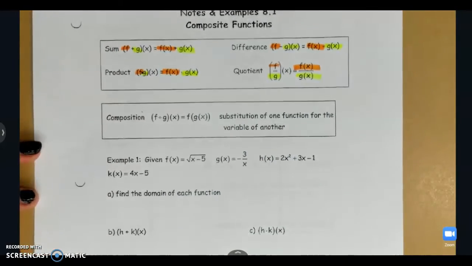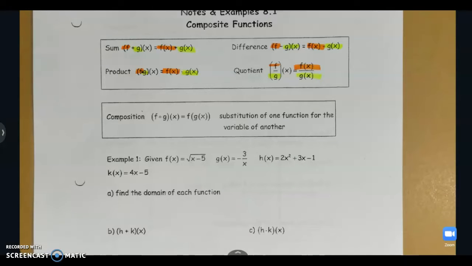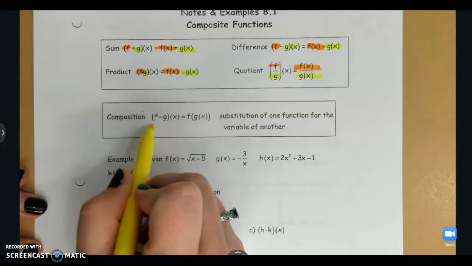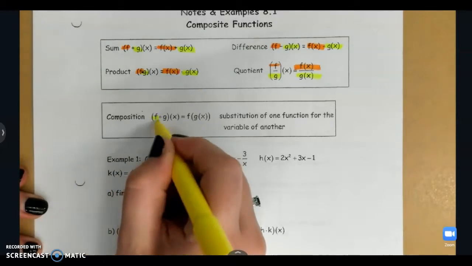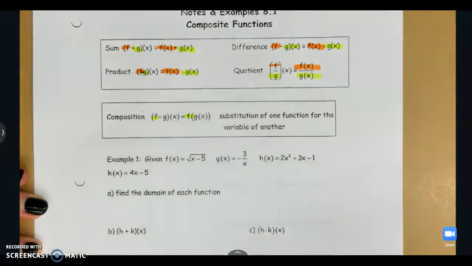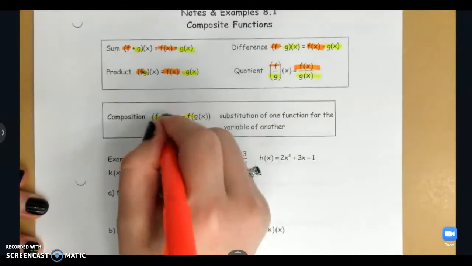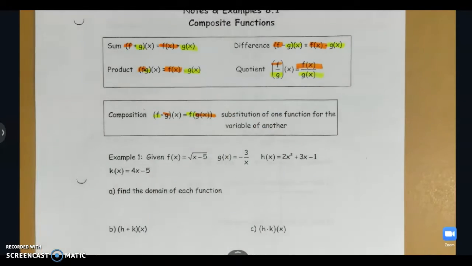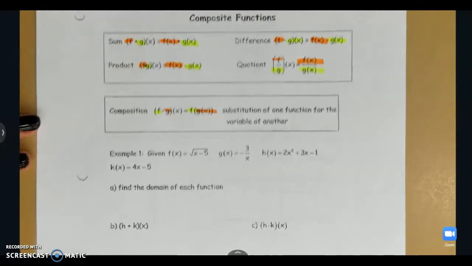Now the new one that might be kind of tricky to get the hang of is going to be composition of functions. And what this means is I'm going to substitute one of my functions into the variable of the other. So this is where order matters. We read this as f of g of x. So that little open circle means that I'm going to plug in g in place of my variable in my f function. And we'll see that in practice here in a little bit.